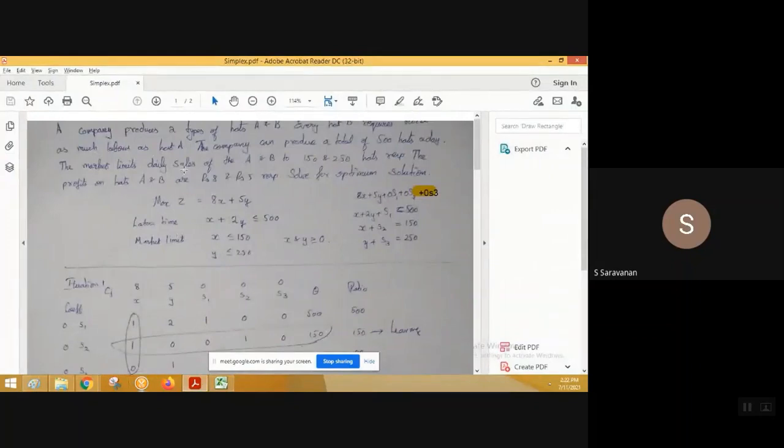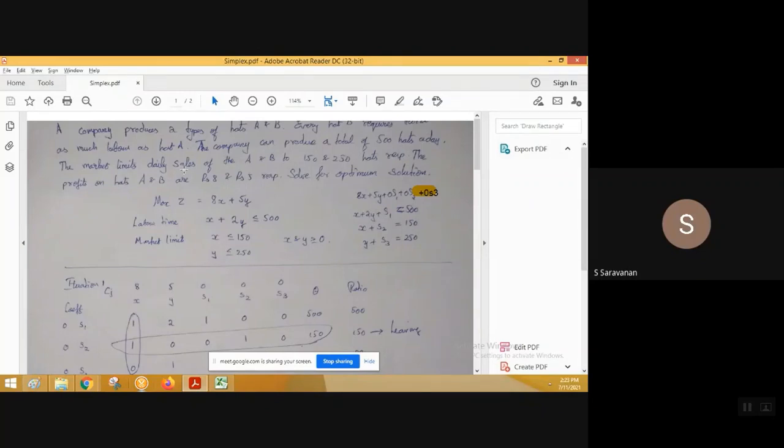A company produces 2 types of hats, A and B. Every hat B requires twice as much labor as hat A. The company can produce a total of 500 hats a day. The market limit on daily sales of A and B are 150 and 250 hats respectively. The profit on hats A and B are rupees 8 and rupees 5 respectively. Solve for the optimum solution. We discussed this under the simplex method through iterations. The same problem I am going to discuss with the graphical method.